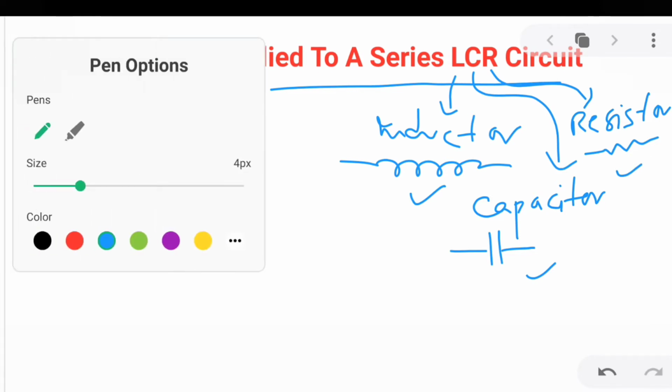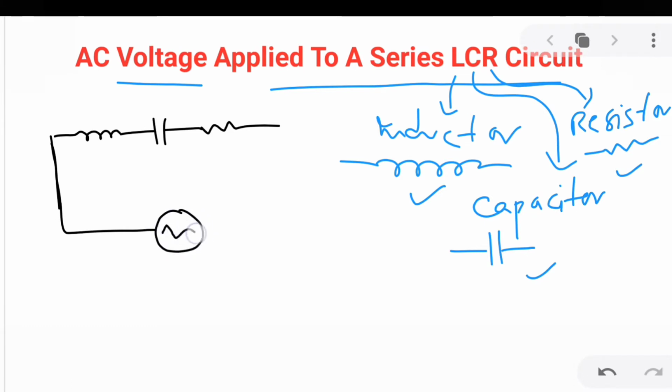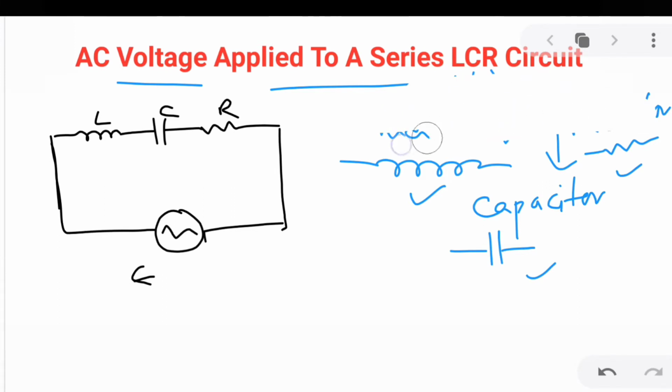So let us have the circuit. So this is inductor, capacitor, resistor. Now they are connected in series and an AC voltage source is connected across the series combination. Now suppose this is EMF E, this is inductance L, capacitance C, resistance R. So this is the circuit.